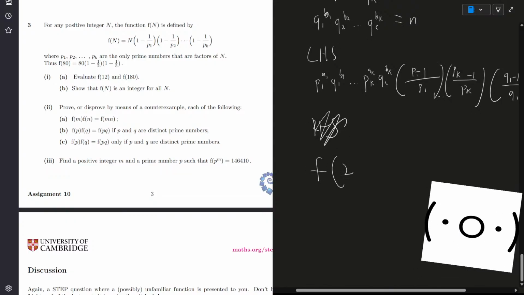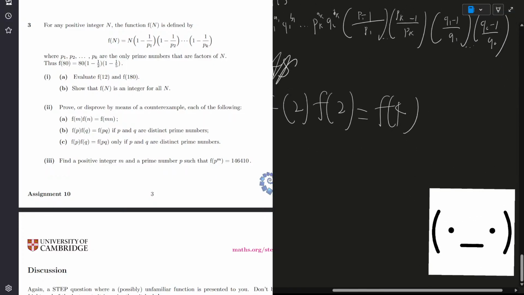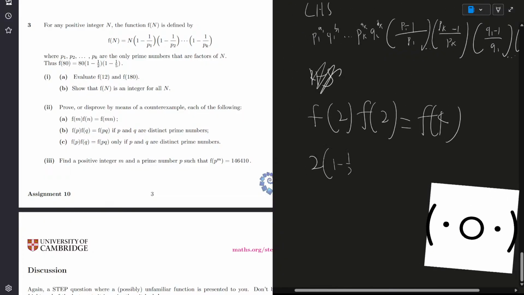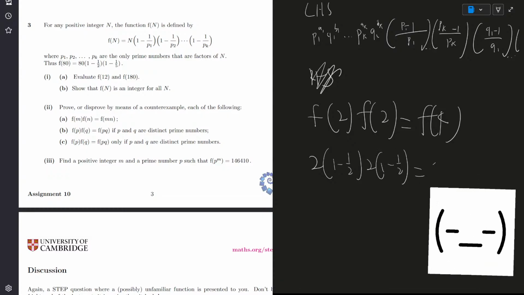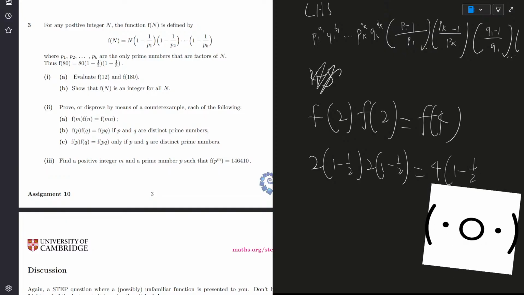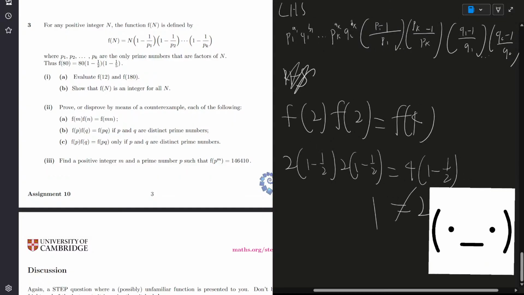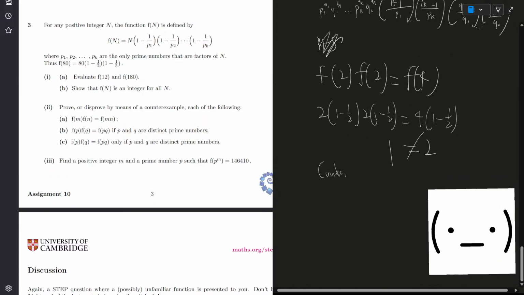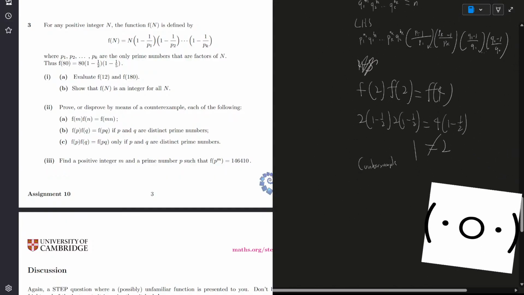If you have two, you got two, four. These aren't equivalent. Is two, one minus half, sorry. And four, one minus half equals two. This equals one. Ta-da! Counterexample. Yay! Right. Sure.